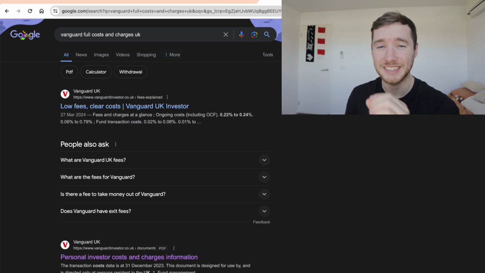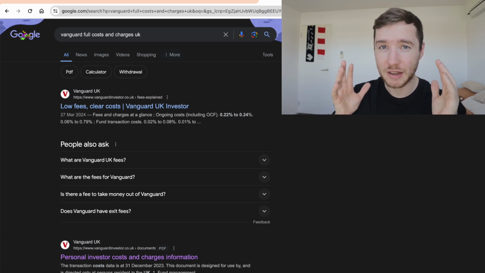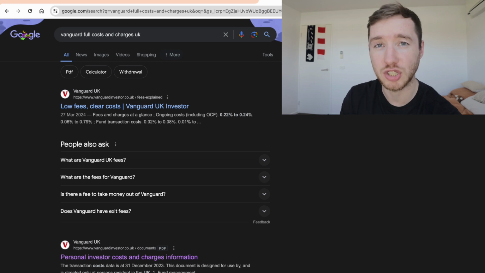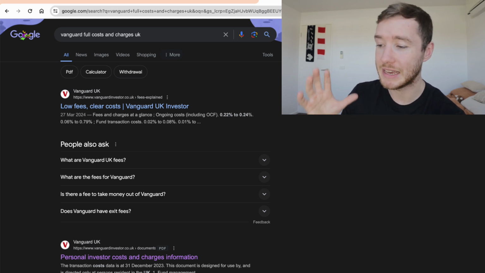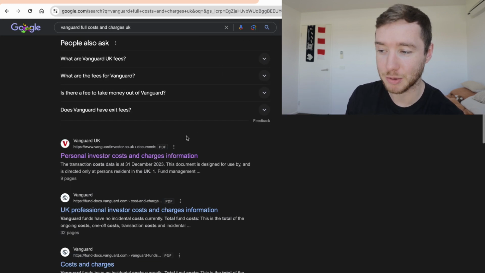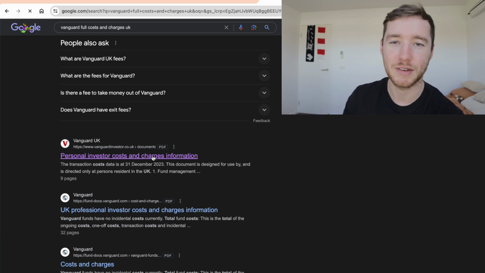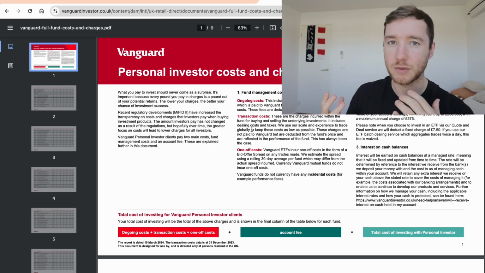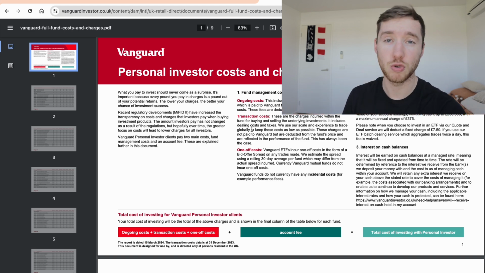You can also see the exact fees every Vanguard fund will pay by simply Googling Vanguard full costs and charges UK. If you then scroll down, you'll come to this PDF document. You can see it's purple. I've clicked into this probably hundreds of times over the years. This then tells you the exact fees you pay on Vanguard. One big reason why I like them, they're very transparent on all their fees.